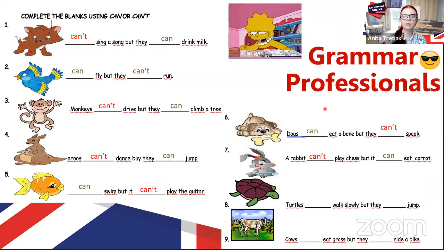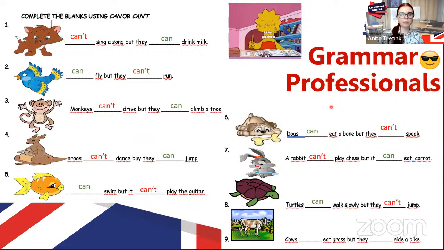Right then, number 8, turtles can walk slowly, but they can jump. Your answers for this one, I'm waiting for them in the chat. Number 8, about turtles walking slowly and jumping. Let's check then. Turtles can walk slowly, but they can't jump.